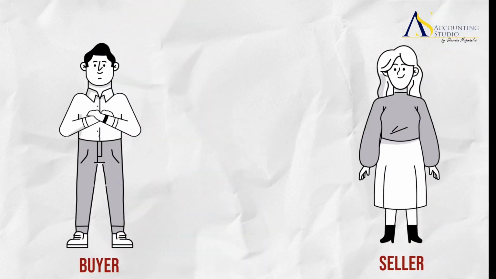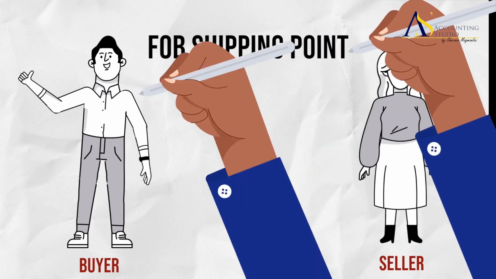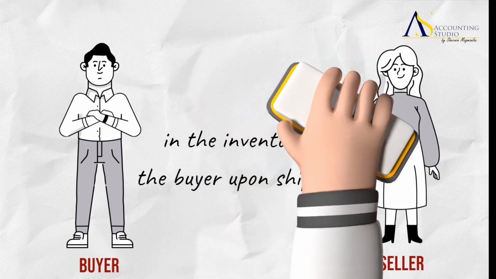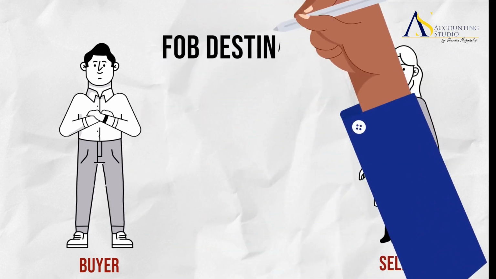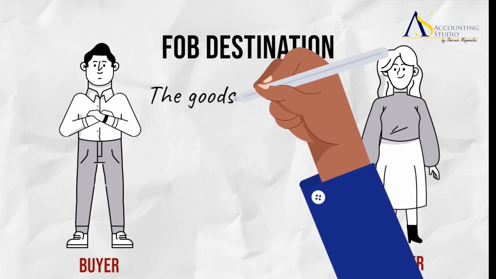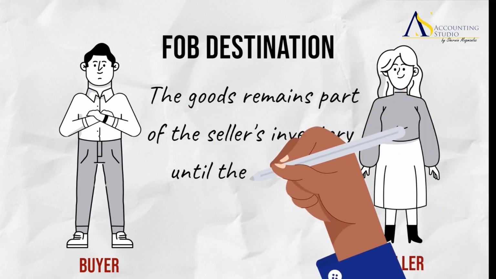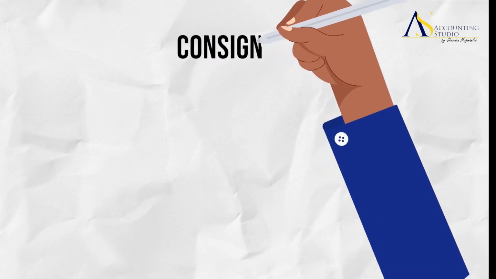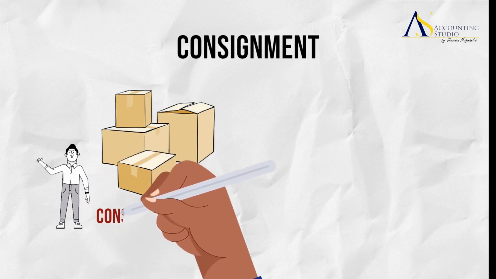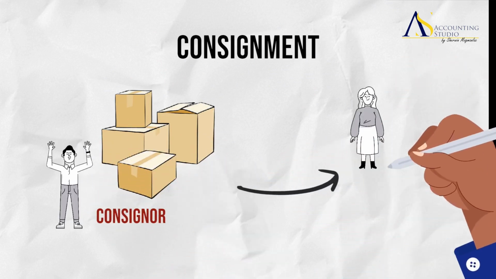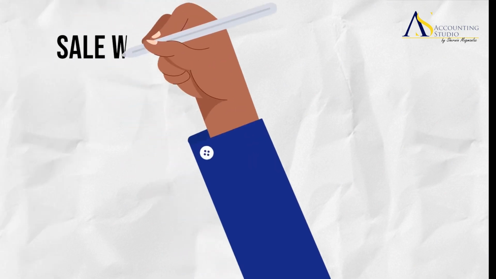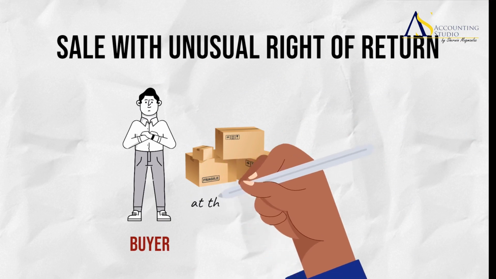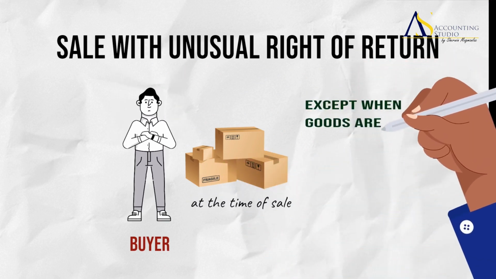If the type of arrangement is free on-board shipping point, the goods are included in the inventory of the buyer upon shipment. But if it is under free on-board destination, it remains part of the seller's inventories until the goods are received by the buyer. Whereas under consignment, the goods are still owned by the consignor, although they are in the hands of the consignee. As for sale with unusual right of return, the buyer recognizes the goods purchased at the time of sale, except when the goods are unsaleable.